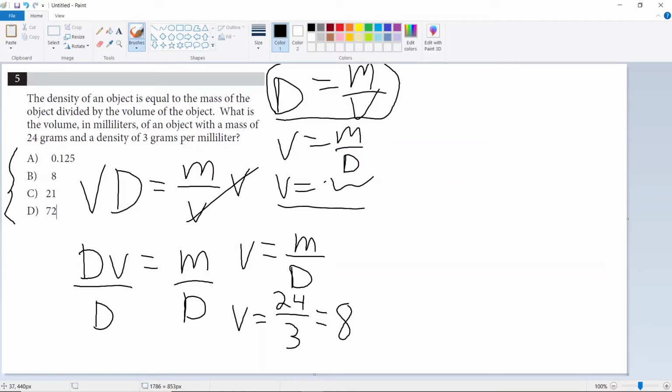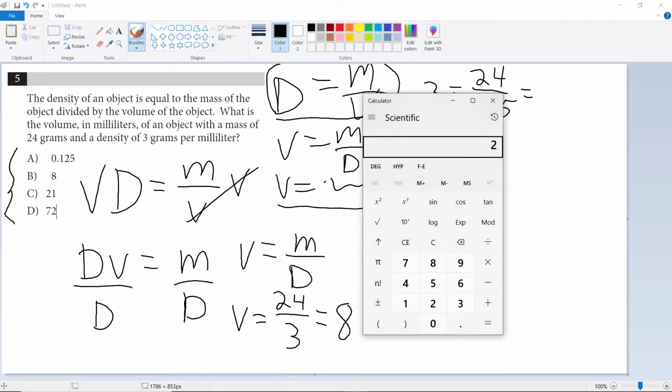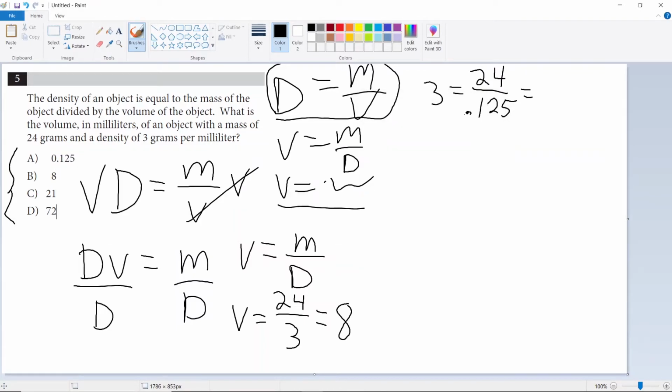So I'll write down the density, 3 equals, the mass they gave us is 24, divided by, we're looking at answer choice A, 0.125. Well, what does 24 divided by 0.125 equal? 24 divided by 0.125, boom, 192. Does 192 equal 3? Absolutely not. Let's try answer choice B.